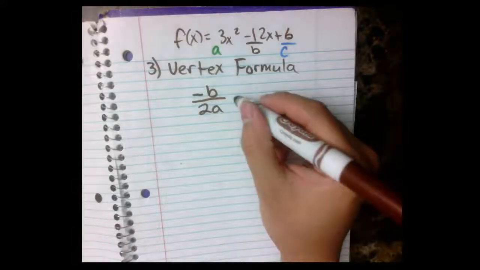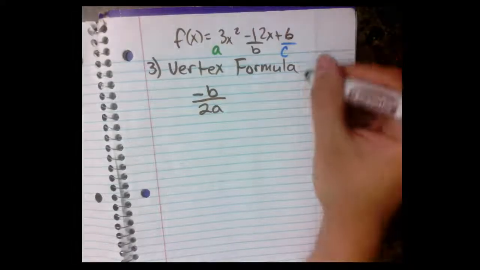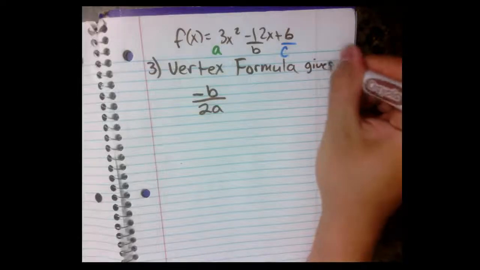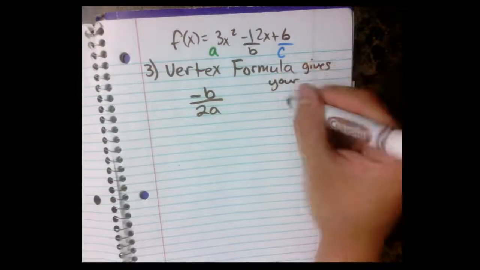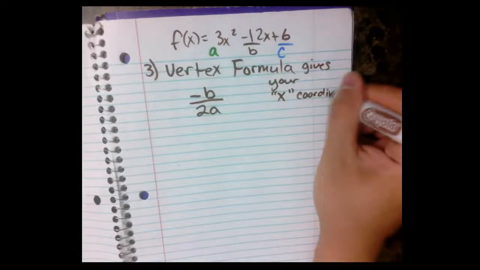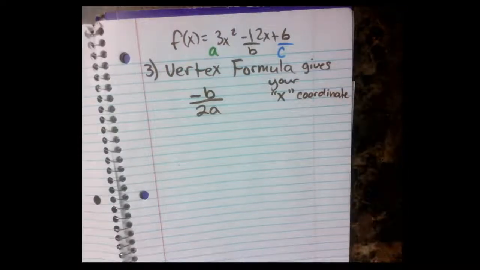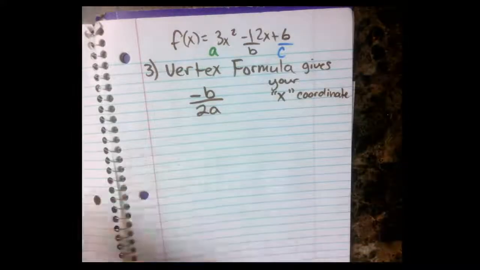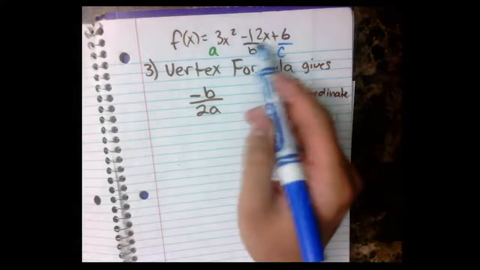And we're just going to plug these into our vertex formula. This is going to give me my x coordinate. So your vertex formula gives your x coordinate. You still have to find your y after this, but we'll go ahead and do that now. Let's plug in our values. So negative b here. Our b was a negative 12.